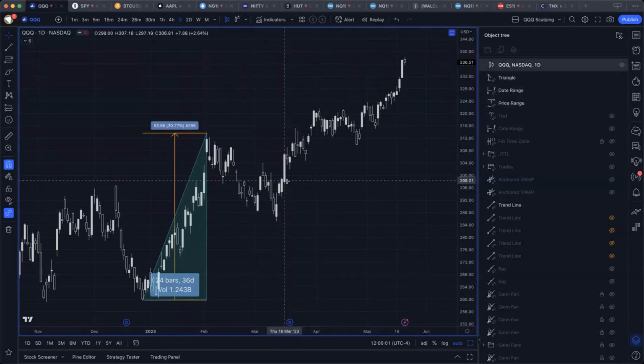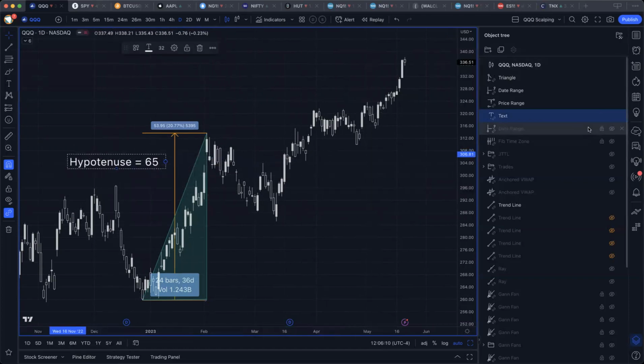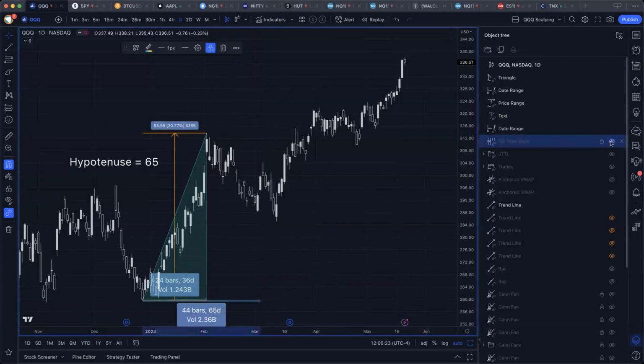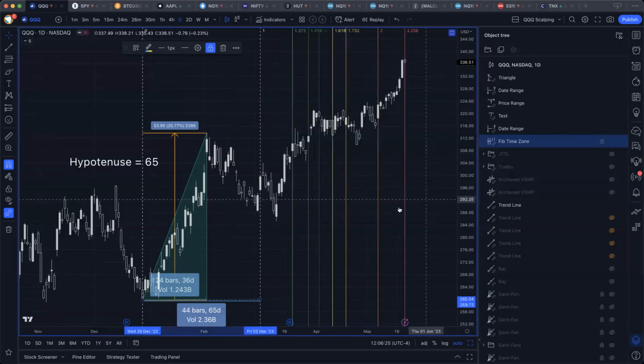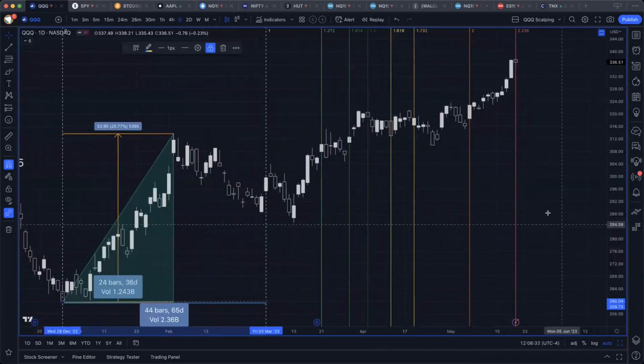And then we measure the price range, which comes out to 54, and a little bit of basic math, and we get the hypotenuse at 65. Okay, so now let's measure 65 calendar days out here. All right, so we've got 65 calendar days moving out, and then we can start to apply some Fibonacci time extensions to this.